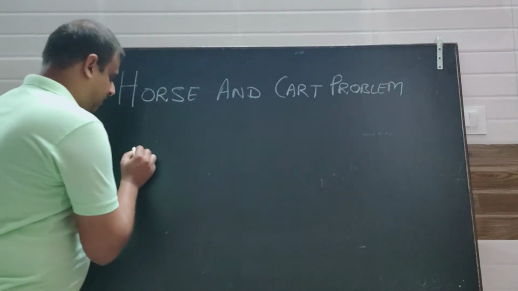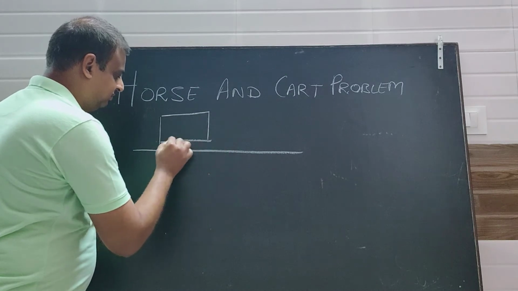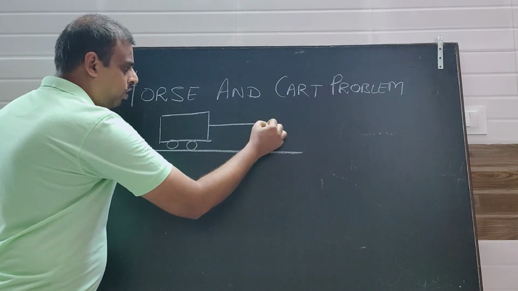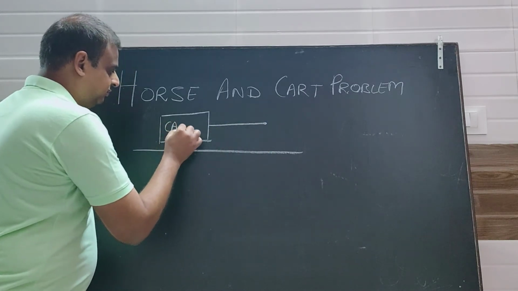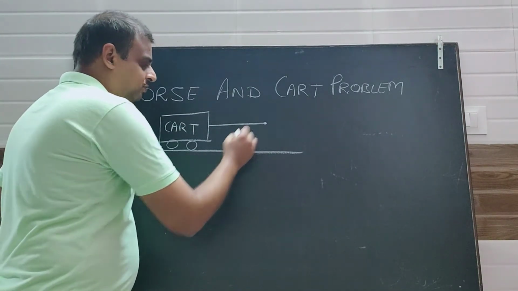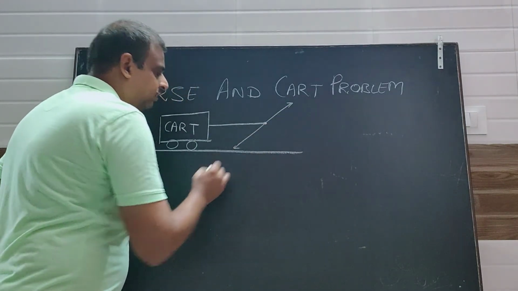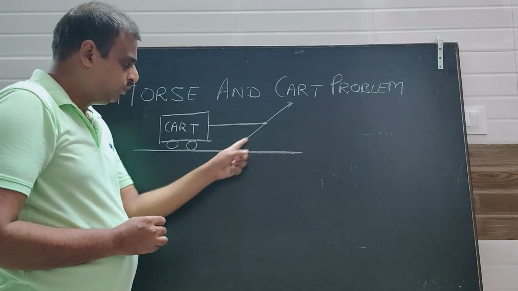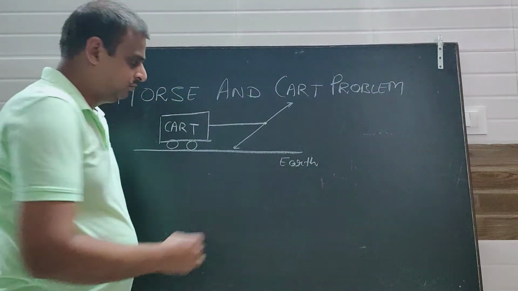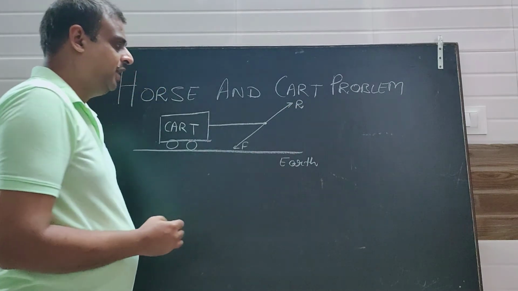So consider a cart tied with a horse. Let us make free body diagram of horse. Horse is pushing the earth in backward direction with a force F. Then reaction is acting on the body.